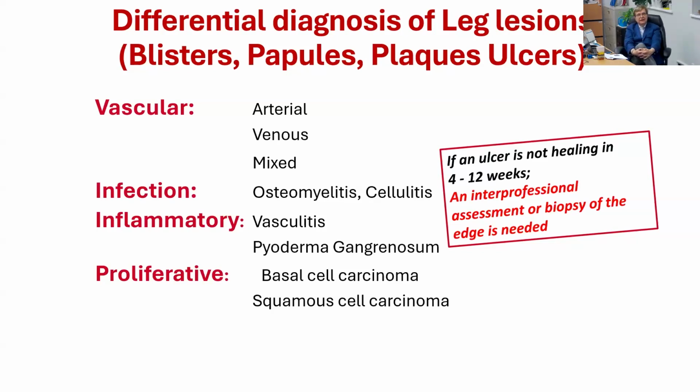And if it's above the gaiter area, the lower third of the calf or on the foot, I think Michael Stacey, who you've probably heard in some of these lectures, has shown that only about 15% of venous ulcers are in these locations. So this is something that you really want to watch and be sure of. So if an ulcer is not healing in 4 to 12 weeks, an interprofessional assessment or a biopsy of the edge is needed. And I'll put this in perspective shortly.